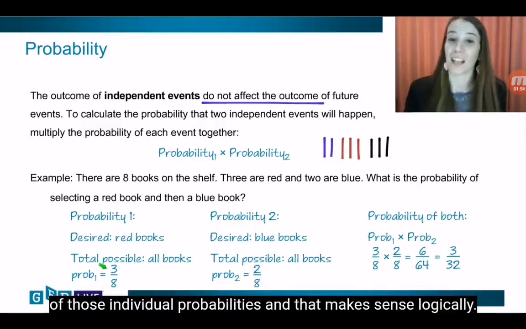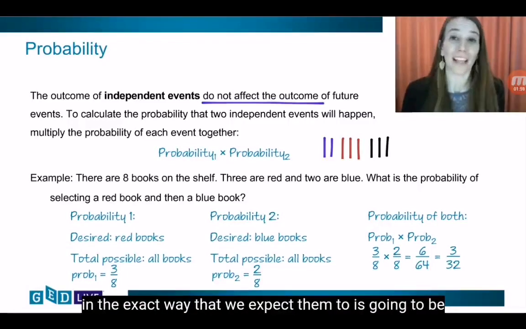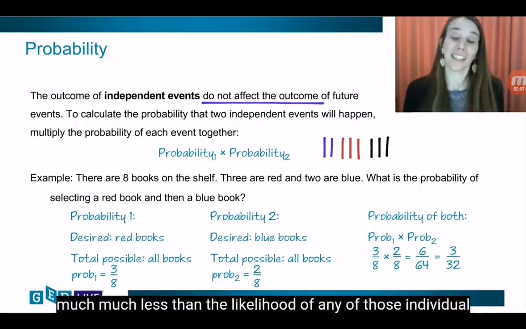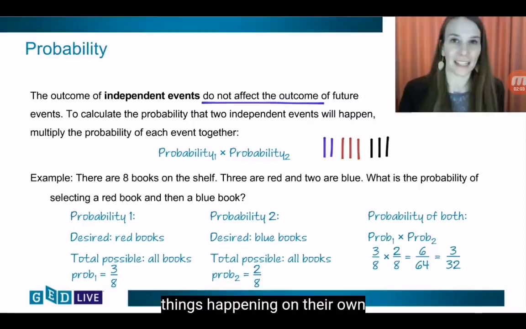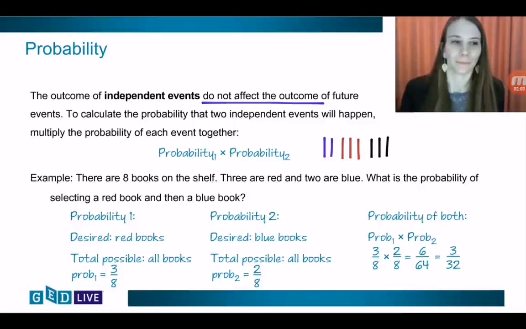And that makes sense logically, right? The likelihood that multiple things will happen in the exact way that we expect them to is going to be much, much less than the likelihood of any of those individual things happening on their own, right? With no regard for anything else.